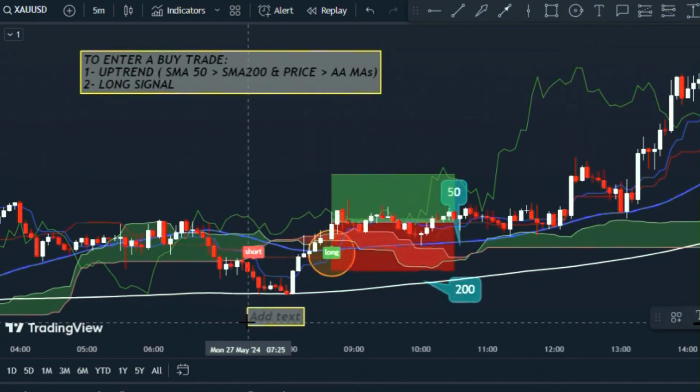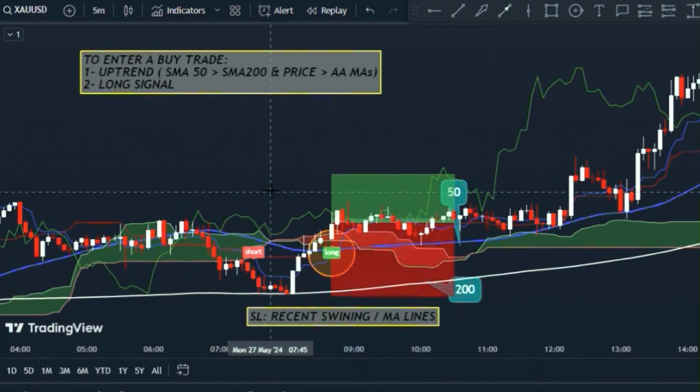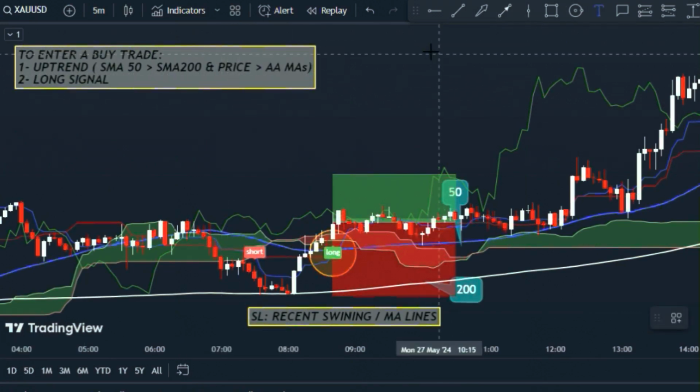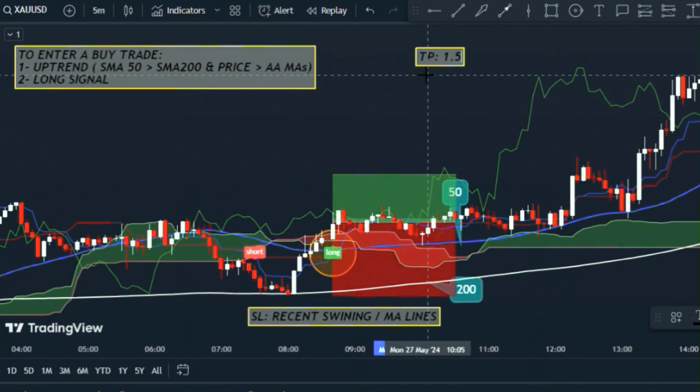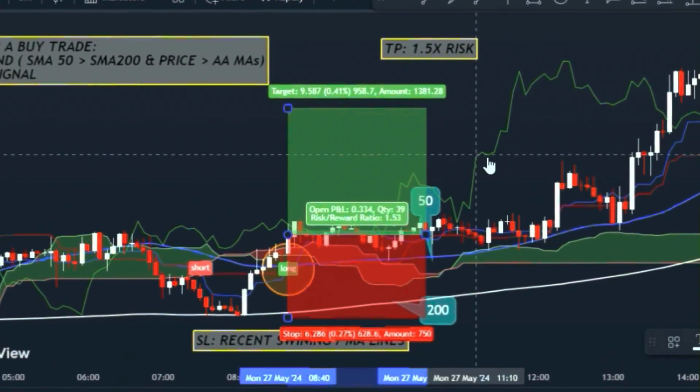Once you're in, protect your investment by setting a safety net, a stop loss just below the recent market low or moving average line. Ready to cash out? Lock in those sweet profits by setting a take profit target 1.5 times the distance from your entry and stop loss level. Now you're aiming for a solid risk to reward ratio.